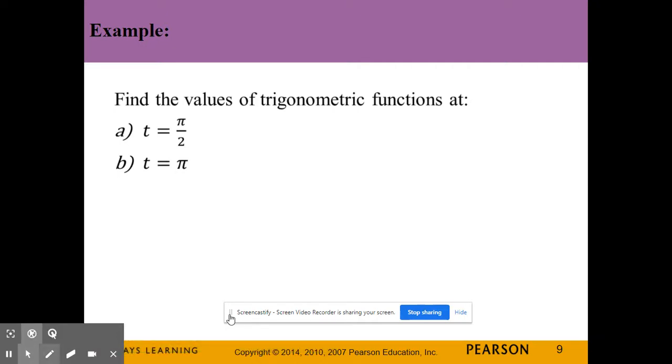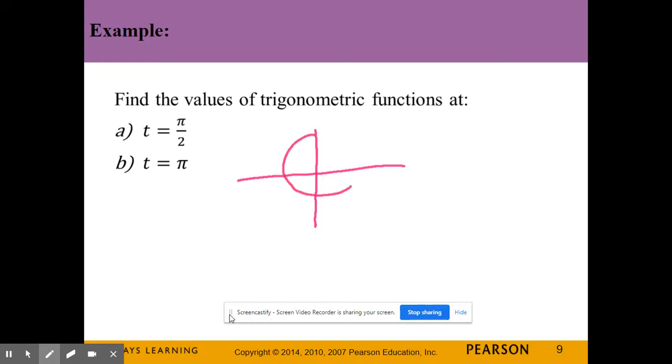Same deal here. So let's draw our unit circle. Okay, good enough. Remember from lesson 4.1, what does it mean for the angle to be pi over 2? Remember, it's 2 pi all the way around, right? So half a pi is going to get you to right here.